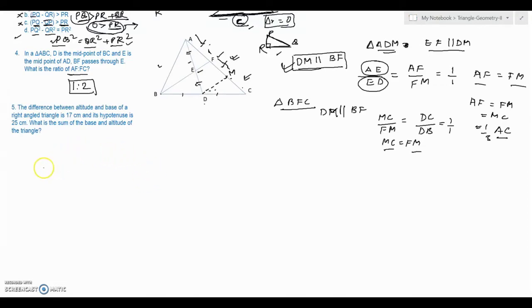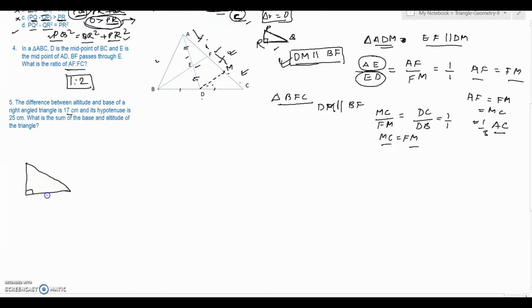The difference between altitude and base of a right angle triangle is 17 centimeter. So we have a right angle triangle. The base is B, and the difference between altitude and base, if the altitude is A, is A minus B, which is 17, which means the altitude you can keep as 17 plus B. Just to avoid multiple variables, we can write in terms of B. So 17 plus B will be the altitude. And what is the hypotenuse? The hypotenuse is 25.